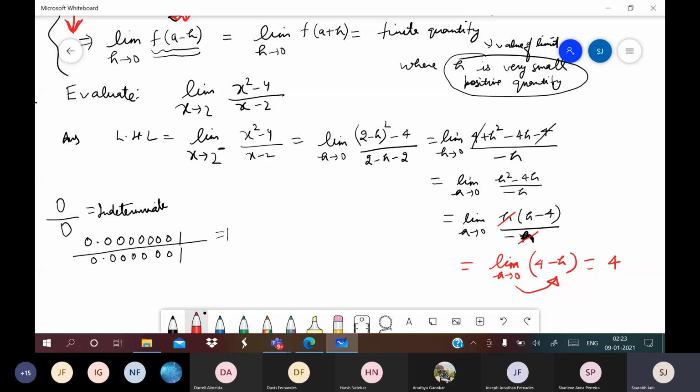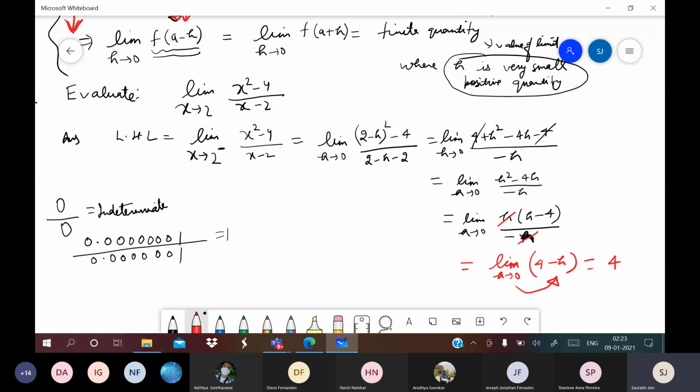Okay, so when h is tending to 0, how did you get 4 minus h? What happened? How did you get 4 minus h? You are not cancelling h by h. Ah, okay. Then minus will be adjusted in the numerator, no? Okay, sir. Minus was also there in the denominator, right?